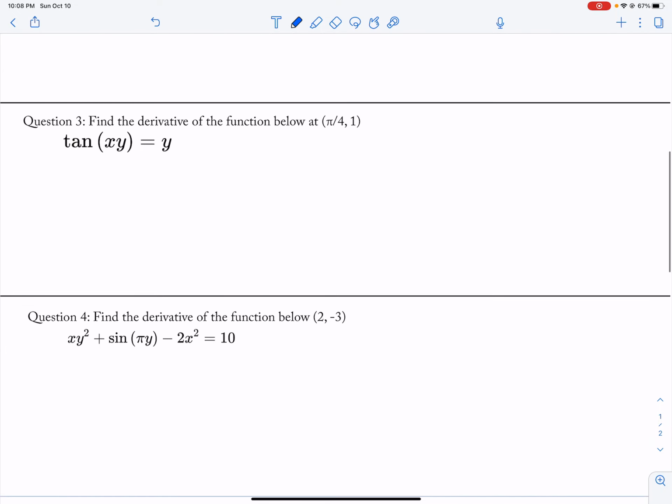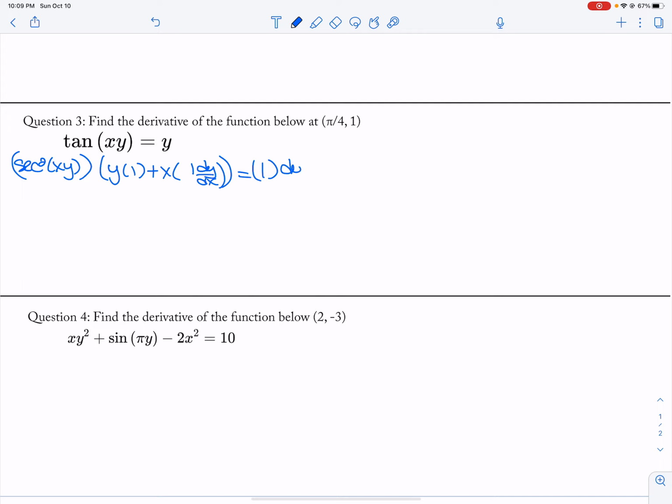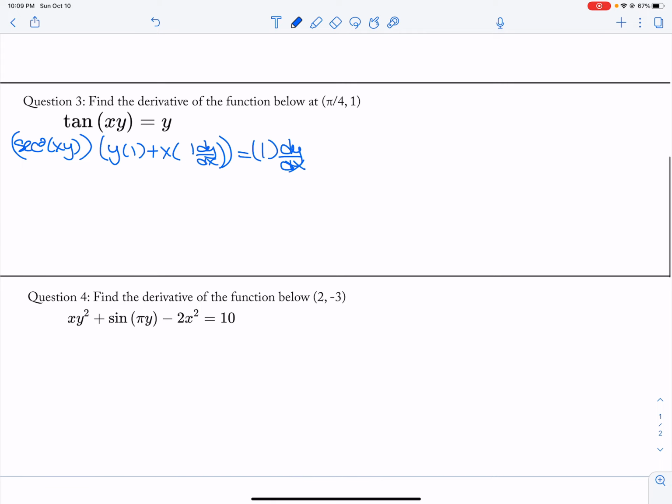All right, this one here. So the derivative of tangent is secant squared of xy, times the derivative of xy, which is y times the derivative of x plus x times the derivative of y, is equal to the derivative of y, dy/dx. So y secant squared xy plus x secant squared xy dy/dx is equal to dy/dx.